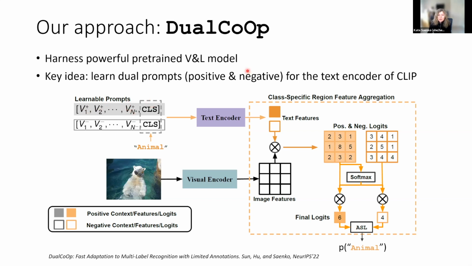This is based on the co-op paper, but we are extending it to learn two prompts. One is the positive prompt and the other is the negative prompt. The idea here is to compare positive and negative prompt encodings with the visual features, which we also aggregate over the spatial positions so that we can find objects that are potentially small in the image and don't take up the entire image. And then finally, we compare the score of the positive and the negative prompt. If the positive score is higher, we predict that this category is present in the image.